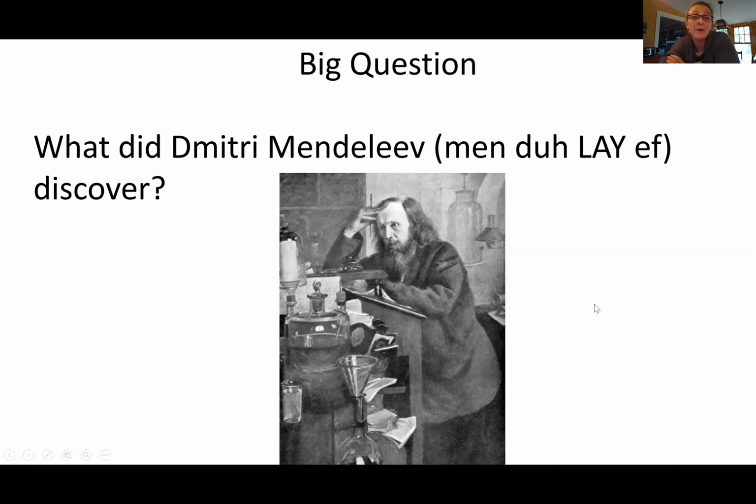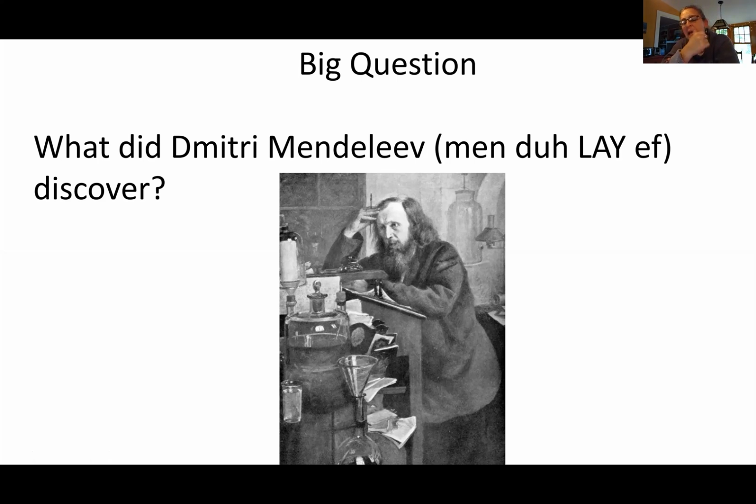There we go. I got that brought up. So the big question today that we'll start with, it says, what did Dmitri Mendeleev discover? Well, Dmitri Mendeleev, he was actually a Russian chemist. He lived from 1834 to 1907.